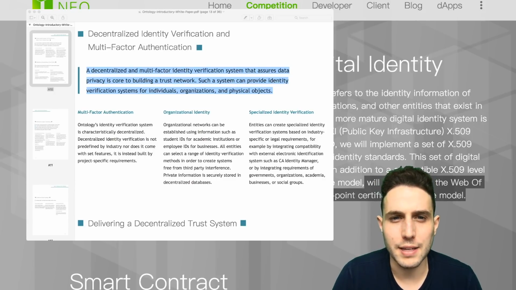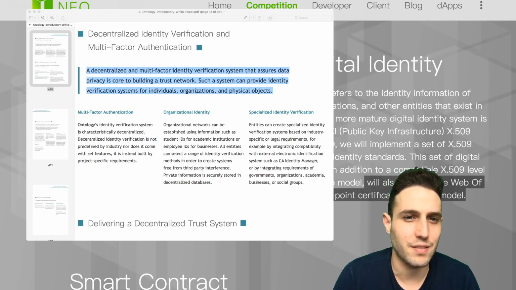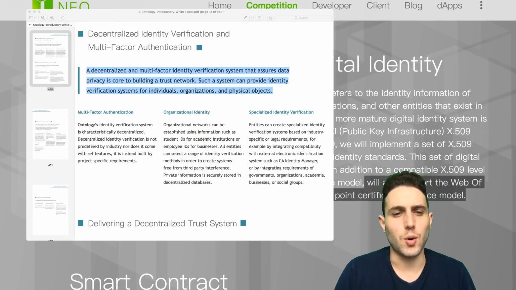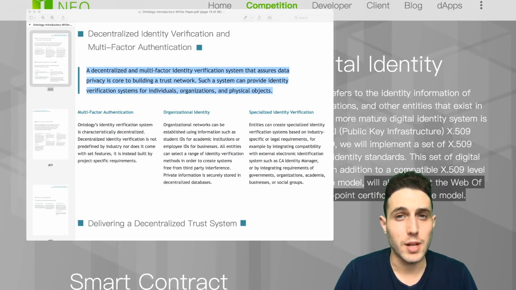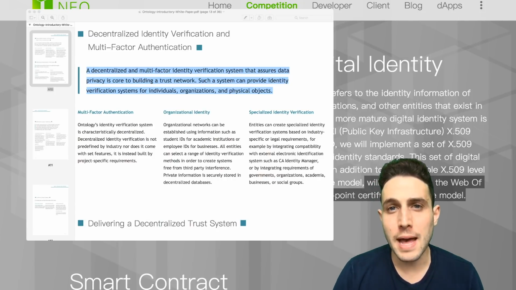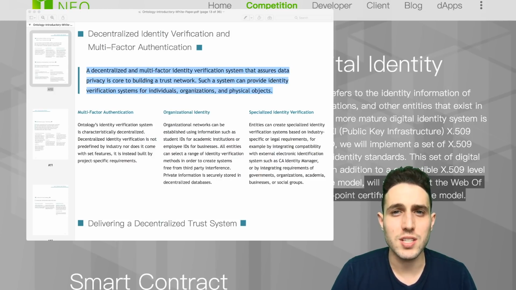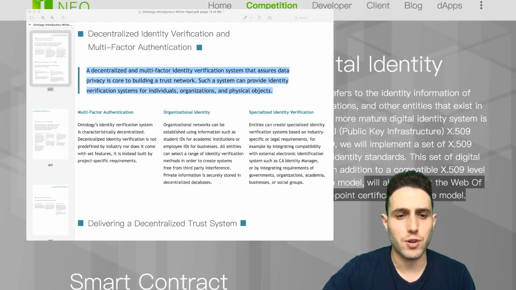And here we are back in the Ontology white paper. A decentralized and multi-factor identity verification system that assures data privacy is core to building a trust network. Such a system can provide identity verification systems for individuals, organizations, and physical objects. So again, we can see that the concept of trust and identity verification is critical to the mission of Ontology. So you can see how the mission of Ontology is not competitive with NEO's, but in actuality, it's synergistic. It's a core underlying support system for what NEO is trying to accomplish.